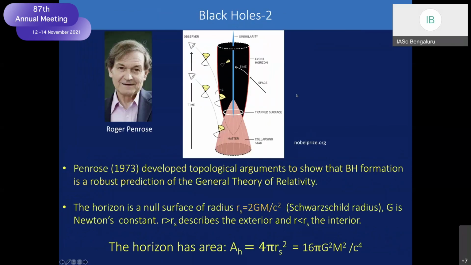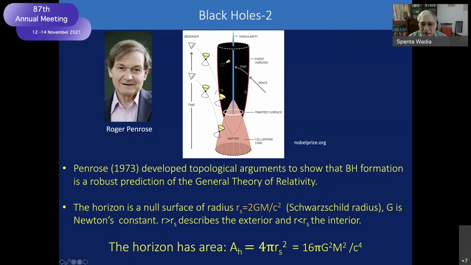So here is a picture of a collapsing star forming a black hole. So matter collapses, and under very general conditions, Roger Penrose had argued that a horizon would form, and this formation is quite a robust prediction of the general theory of relativity. So what happens is that after a while, the matter just falls in, and we are left with this object, this space-time I'm talking about, with the interior colored black here and the exterior yellowish.